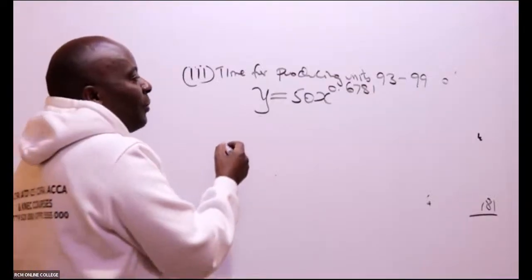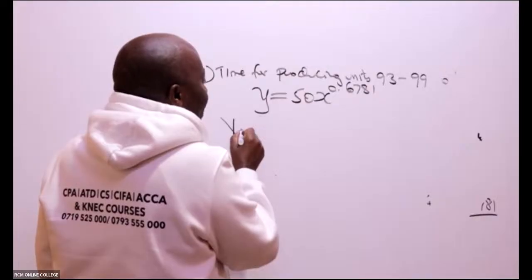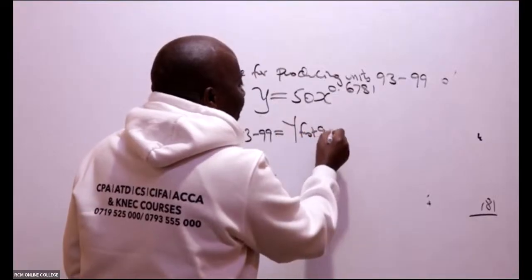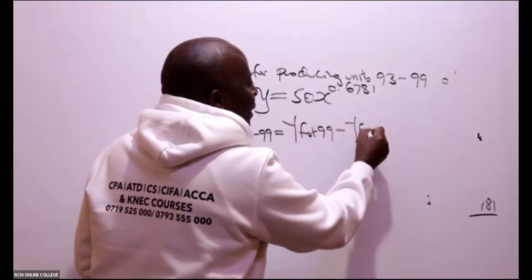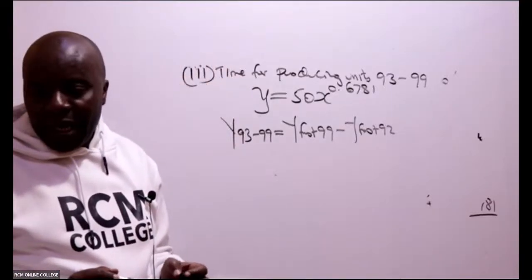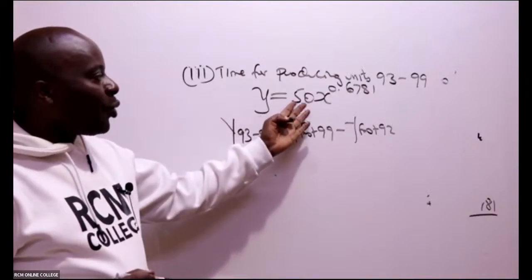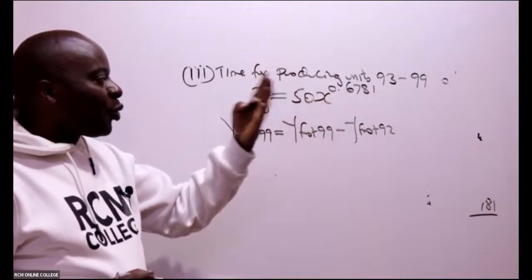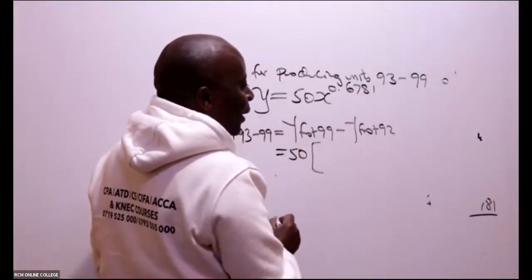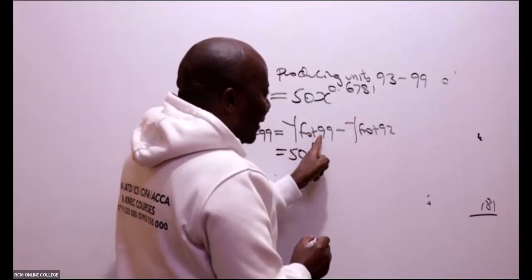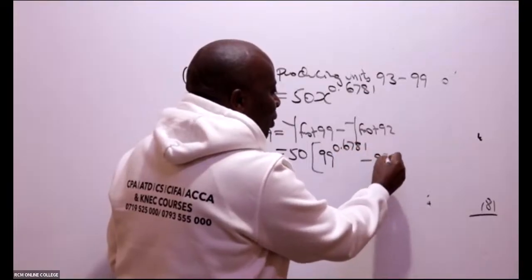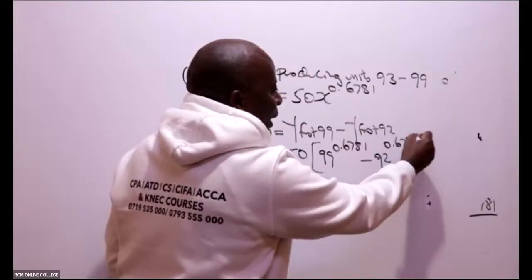So in that case, ladies and gentlemen, when I expand, I will write this: Y from 93 to 99 like this. And then I'll say Y first 99 minus Y first the unwanted, first 92. And then you do your abracadabra because x is the variable. 50, somebody told us 50 is the constant, so 50 must be put outside brackets like this. And then you can see x is 99 raised to 0.6781 minus 92 raised to 0.6781.